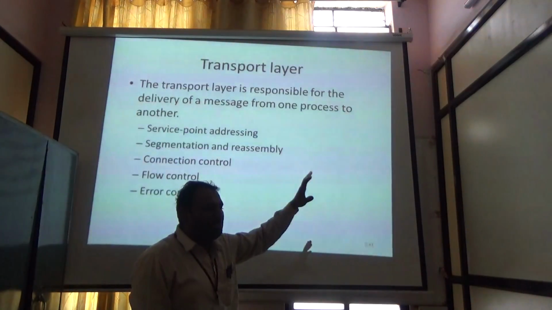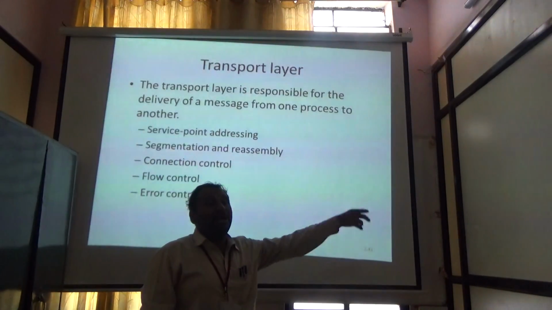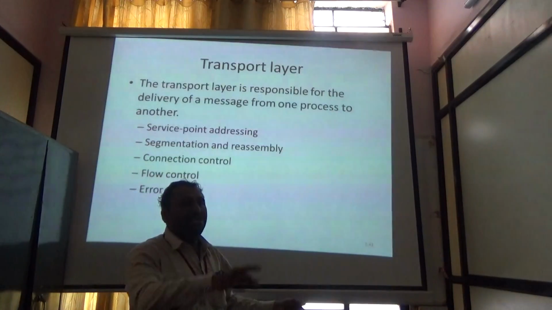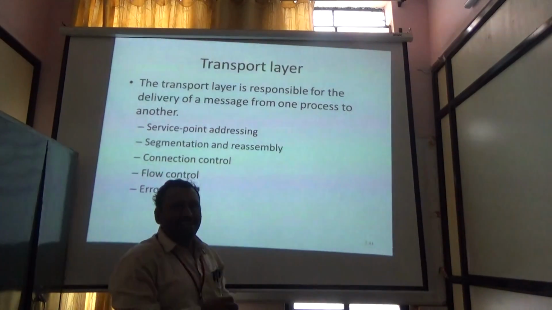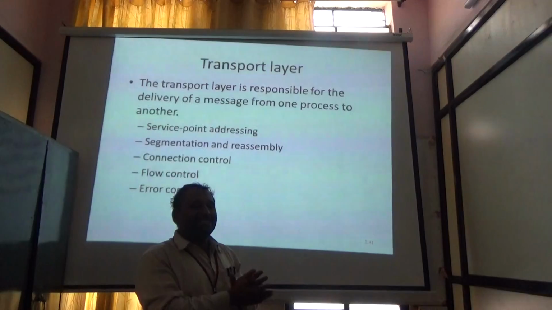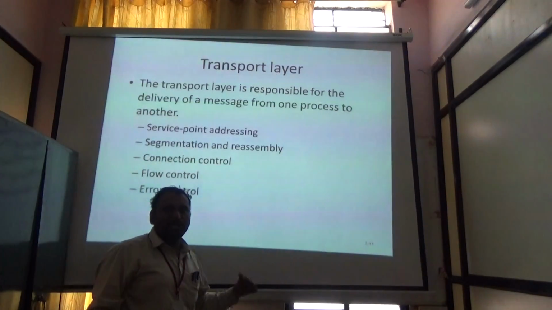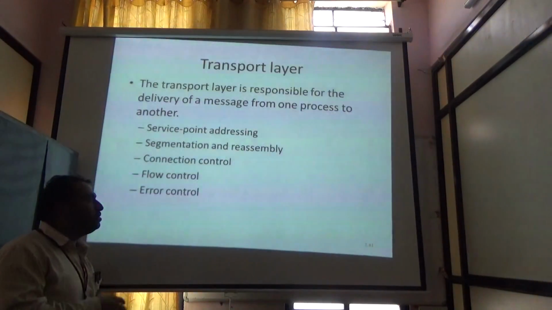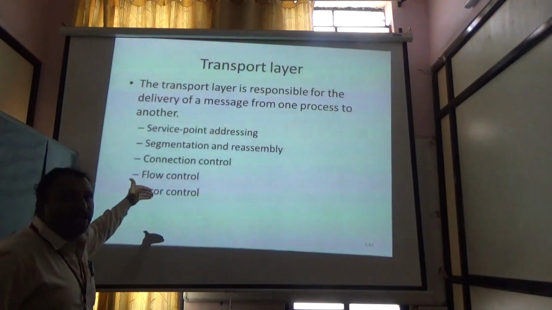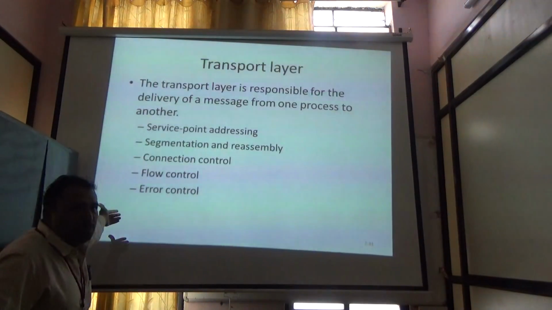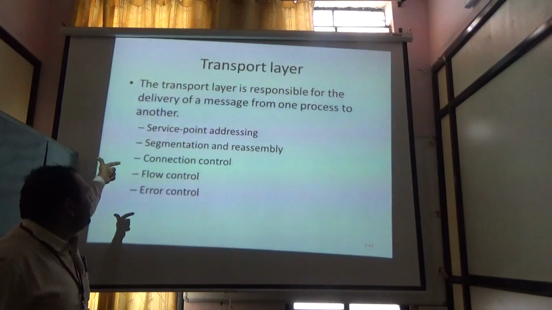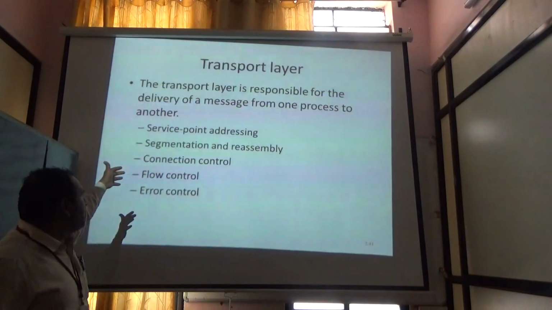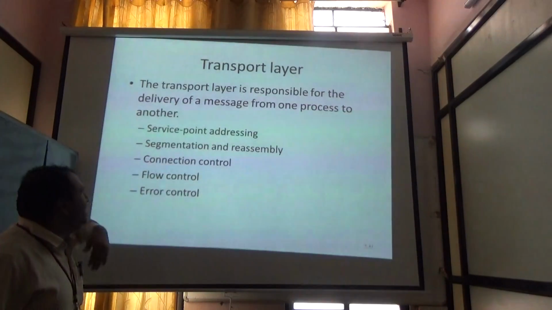The destination system may also run several processes. Application-to-application link establishment is the main role of the transport layer and the layers above. Apart from process-to-process communication, the transport layer has other responsibilities as well, like service point addressing, meaning the process connects directly to the port, and segmentation and reassembly.